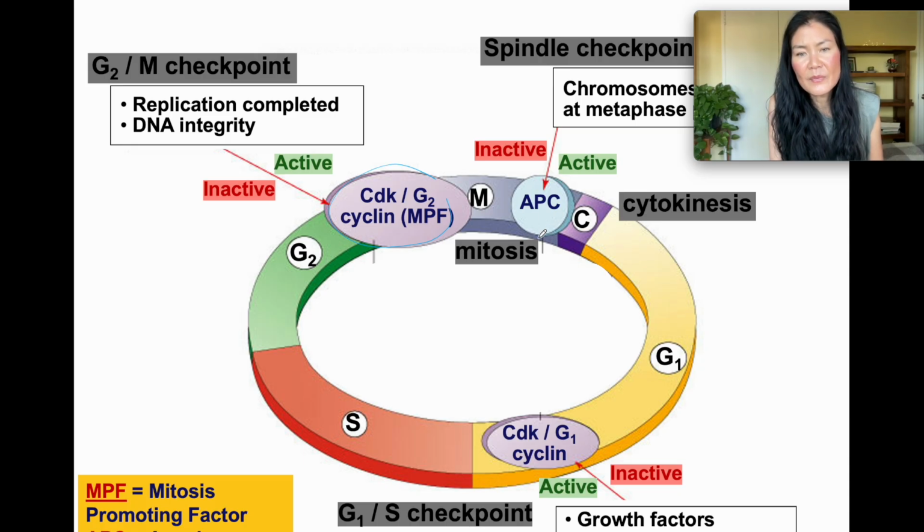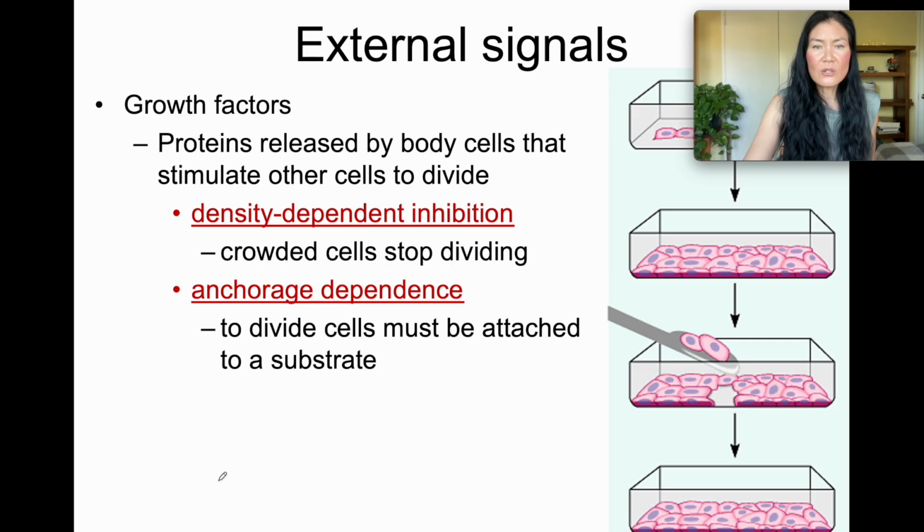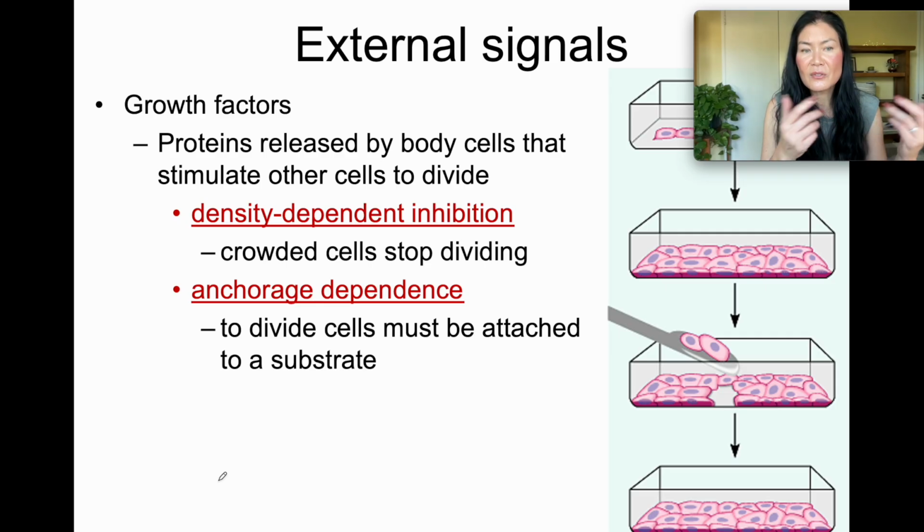Okay. The APC is only formed when all of the sister chromatids are attached to the microtubules, the spindle fibers, in metaphase. Okay. So those were some examples of internal signals. The CDK cyclin complexes are internal signals, whereas the external signals would be like growth factors. Okay. Growth factors are proteins that are released by the body cells that stimulate the cell to divide, okay?